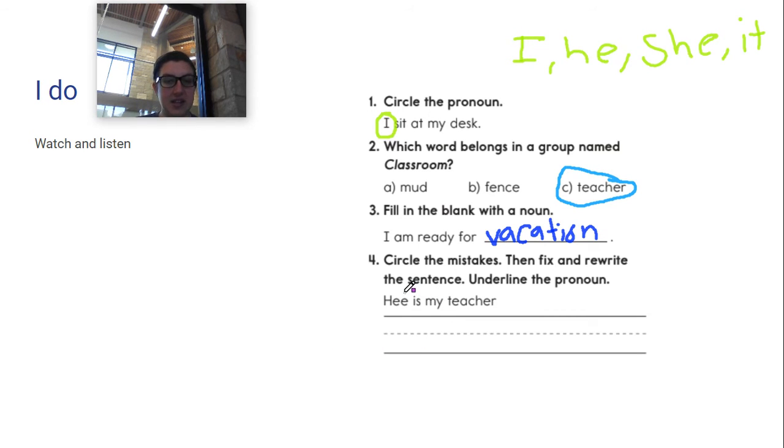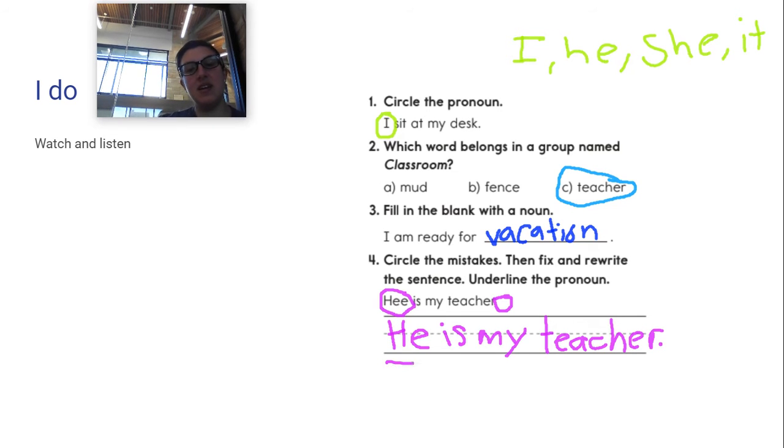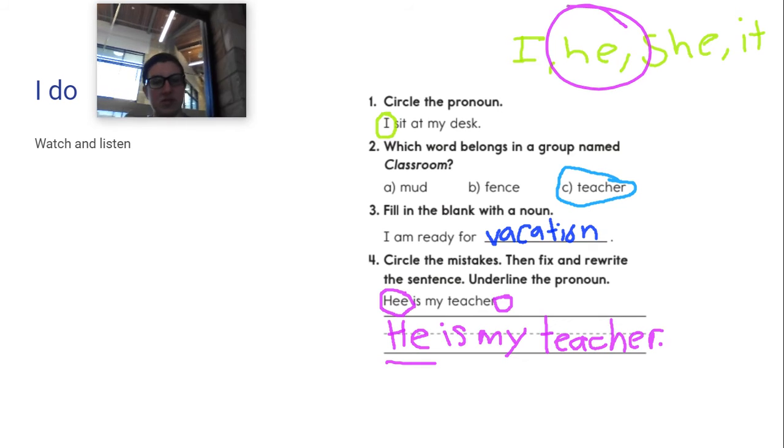Circle the mistakes. "He, okay, that's not supposed to be like that, is my teacher." I need something at the end, so I'm going to circle here, and then I'm going to rewrite it as best as I can with this on-screen stuff. "He is my teacher." And then it says to underline the pronoun. So the pronoun here is he, because that's one of my singular pronouns up here.